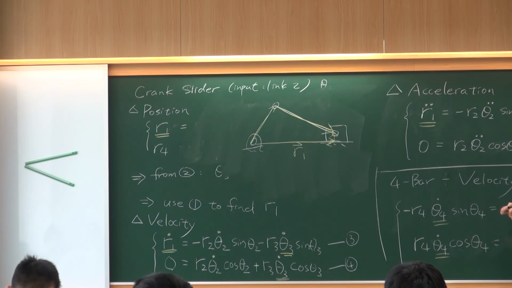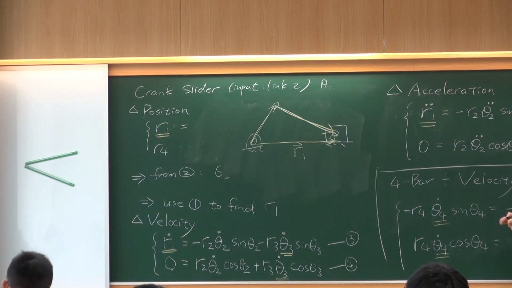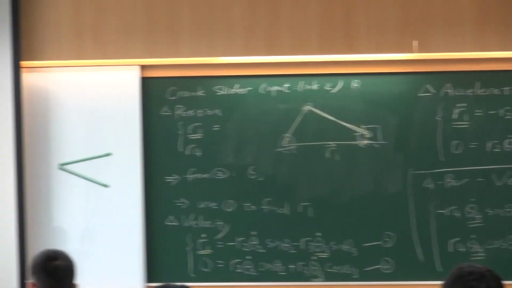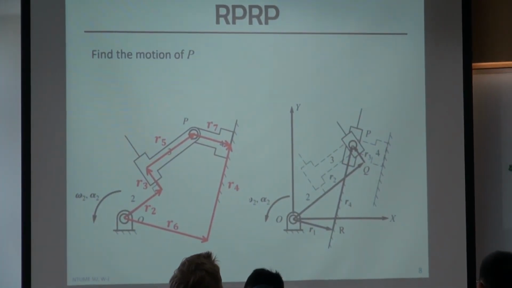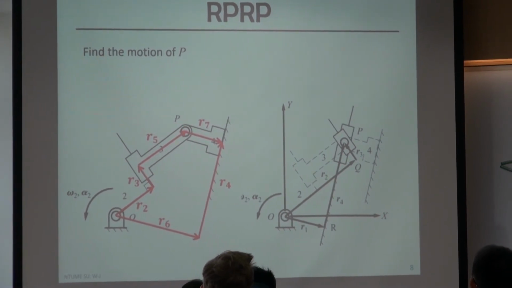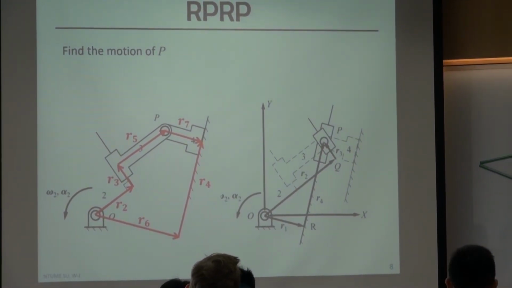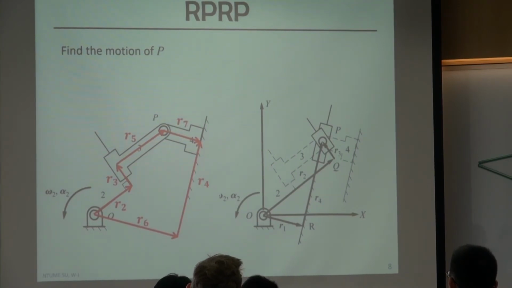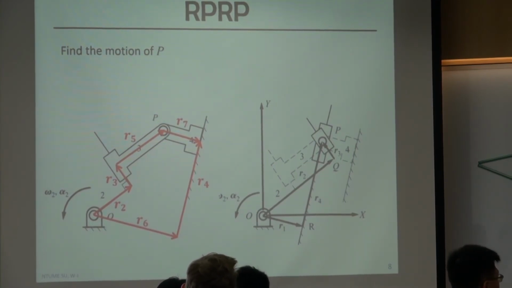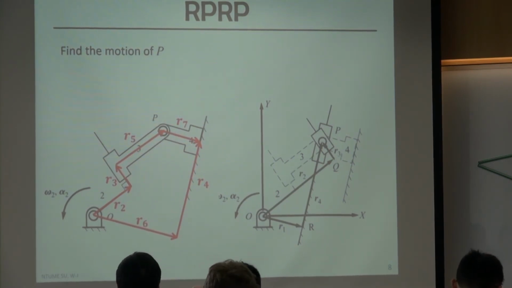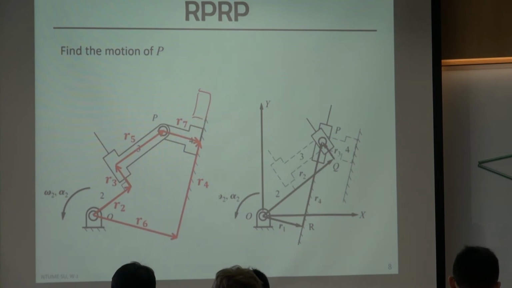The very first thing we need to do is make sure this vector loop has the information of the motion of P. If I draw it in this way, which variable can indicate the motion of P? How do you think? The motion of P. I'm saying R4 is going to indicate the motion of P, because this one may slide here later.